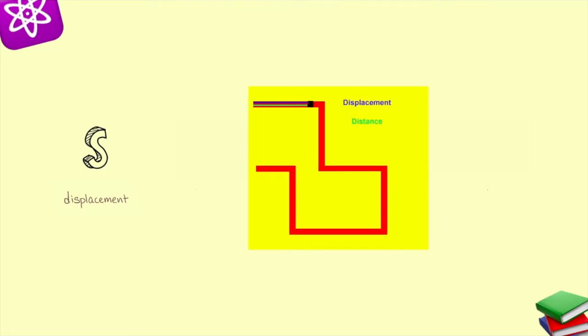So this graph shows the displacement and distance of the black object as it travels along the path. The distance traveled is shown in green. It's equal to the total length of the red path, which is 70 kilometers. However, the displacement is shown in blue, and it's varying as the object travels along the path, and the object's final displacement is only 14 kilometers in this case.